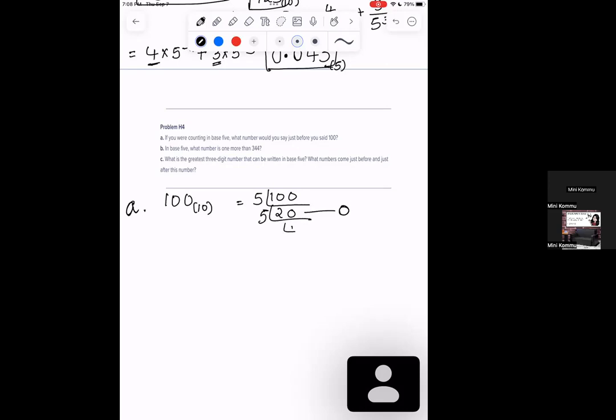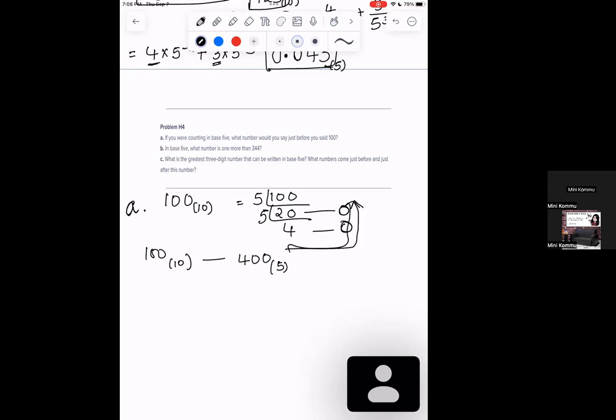5 4's is 20, remainder 0. All right. So you cannot divide any further. So go ahead and take these numbers. So 100 in base 10 will be how much in base 5? Go from bottom to the top like this. So 100 in base 10 will be 400 in base 5.